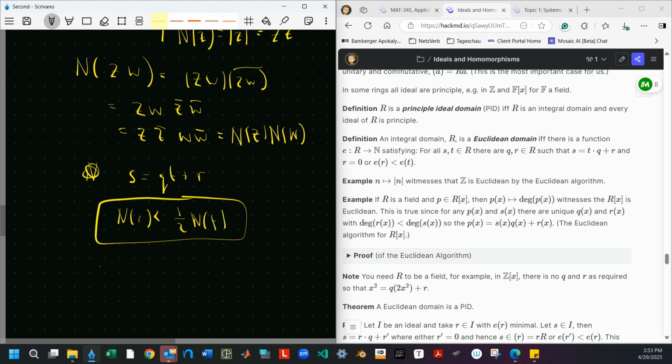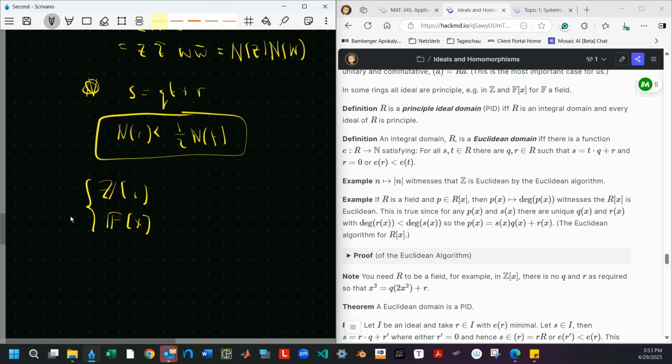And so this gives a bunch of things. Z[i] is a Euclidean domain and hence a PID. F[x] is a Euclidean domain and hence a PID.